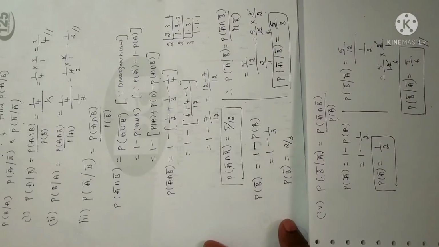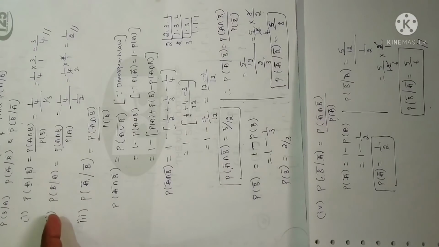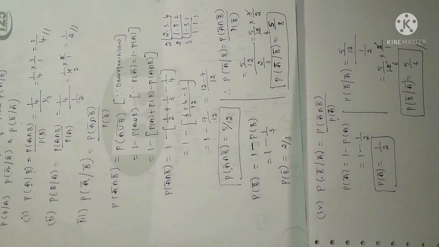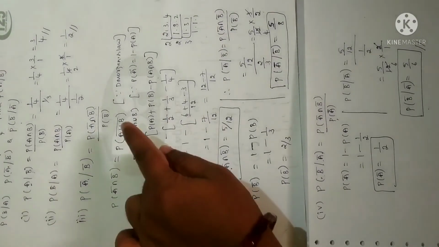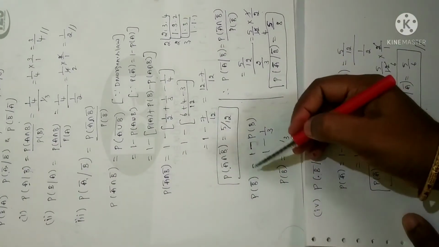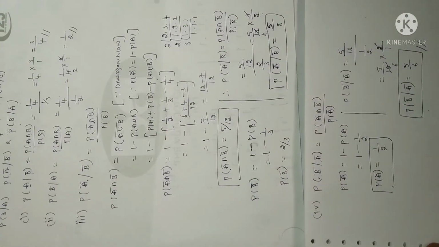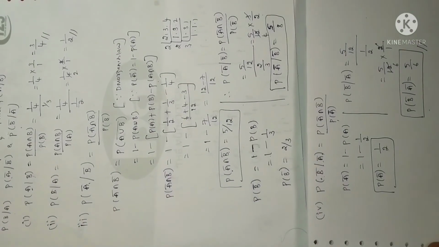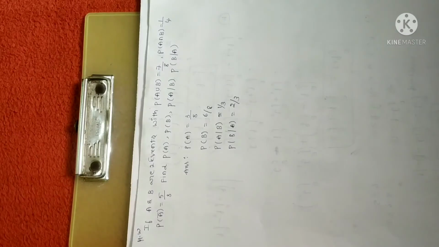Hope so it is clear. The first and second questions are just a substitution, but in the third question you have to calculate A bar intersection B and B bar by using the formulas that I have done here. Hope so it is clear. Further, if you have queries, feel free to ask me.